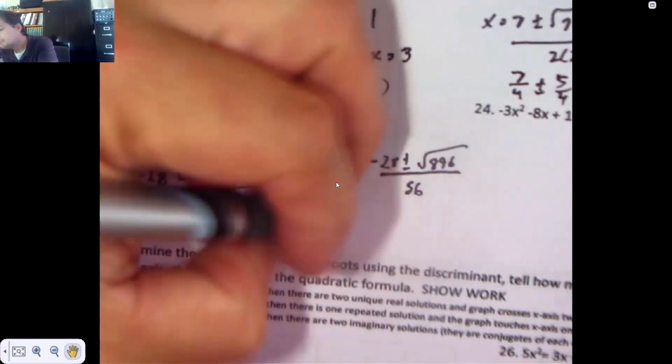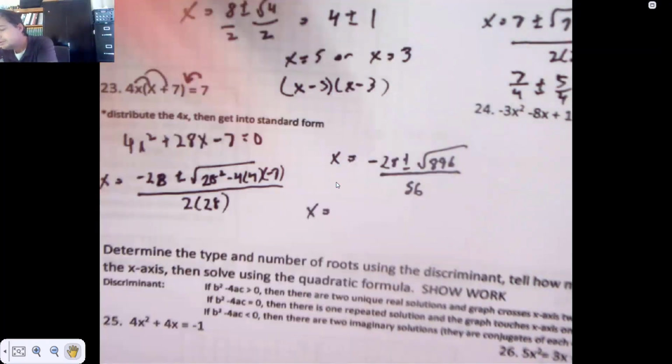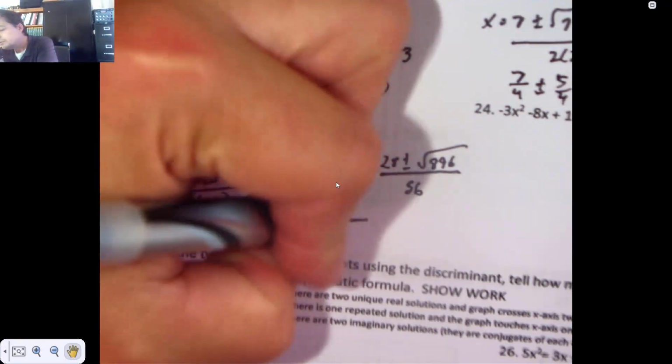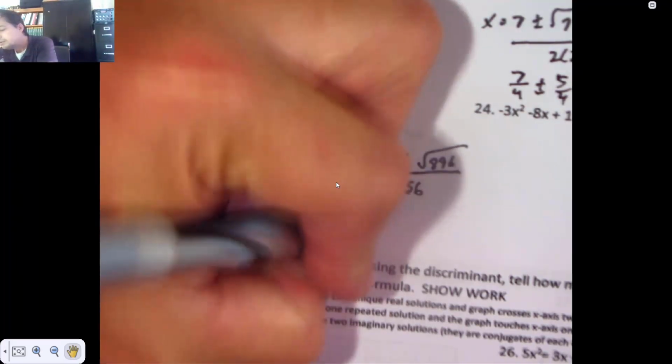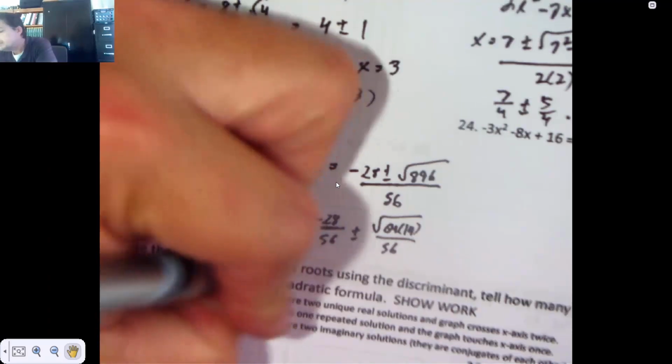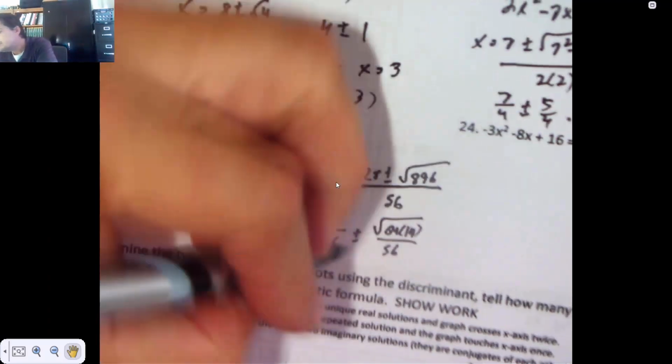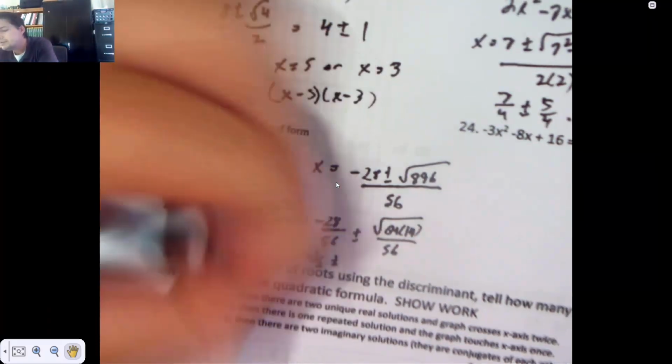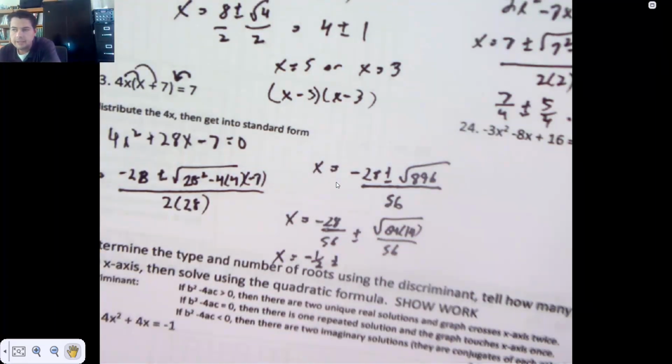I'm going to go ahead and start doing my break apart too. Negative 28 over 56 plus or minus the root of 64 times 14, sitting over 56. And I can go ahead and start my simplification process. Negative 28 over 56 is a negative 1/2, plus or minus. The root of 64 would be 8. 8 over 56 reduces down to what?